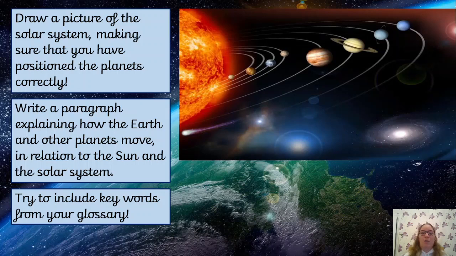Take your time, and with your drawings, try and use the colours that we spoke about. You've got the rocky planets and the gaseous planets, so think about the colours that they may be, really trying to make your solar system picture as accurate as possible.